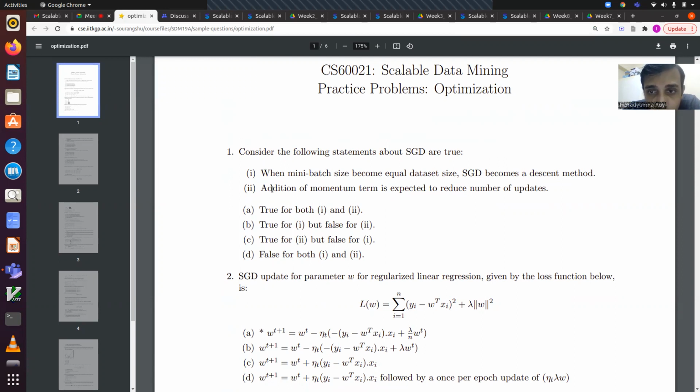Addition of the momentum term is expected to reduce the number of updates. Yes, I think that is true, because you understand the concept of momentum. Sir, I have studied it, but I have forgotten it now. No, no, it's a very intuitive concept.